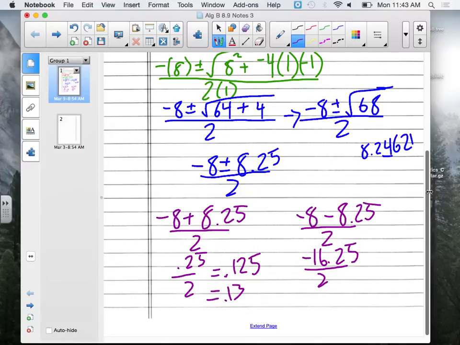Does anyone have it on the calculator? Emerson? X equals negative 8.13. Say that again, negative 8.13. All right, so we got two solutions.